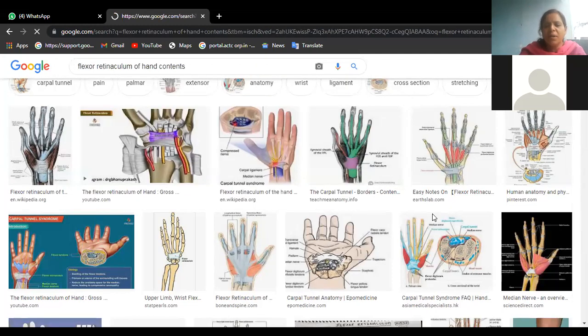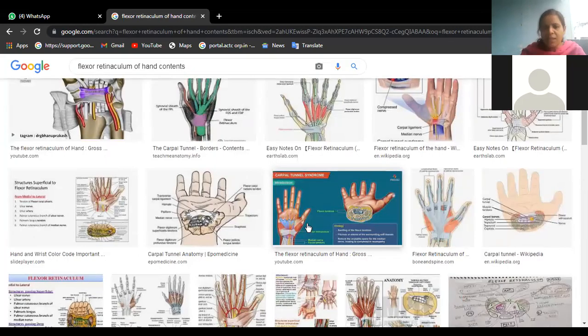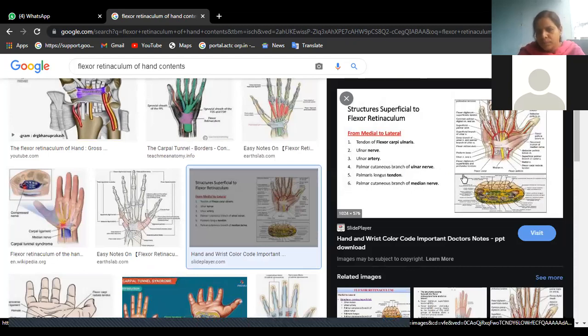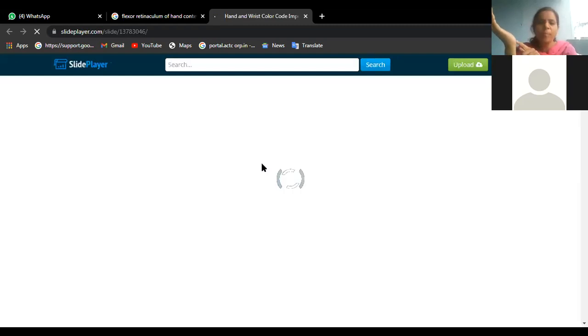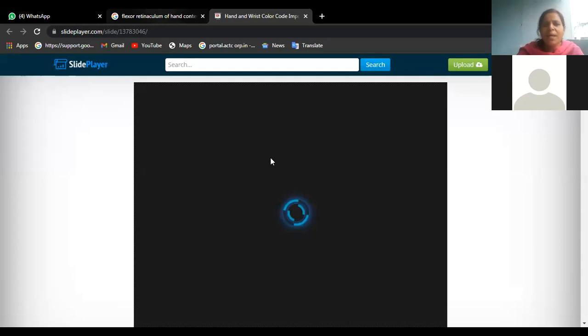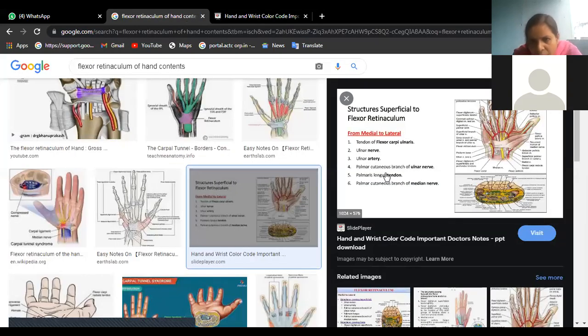Scaphoid, lunate, triquetral, pisiform, trapezium, trapezoid, capitate, hamate. These are the bones seen in the carpal region. I am talking about these bones because in the flexor retinaculum, first of all we should know the attachments. Scaphoid, lunate, triquetral, pisiform are the proximal bones. Then trapezium, trapezoid, capitate, hamate are the distal bones. Let me show and discuss so that you will understand.